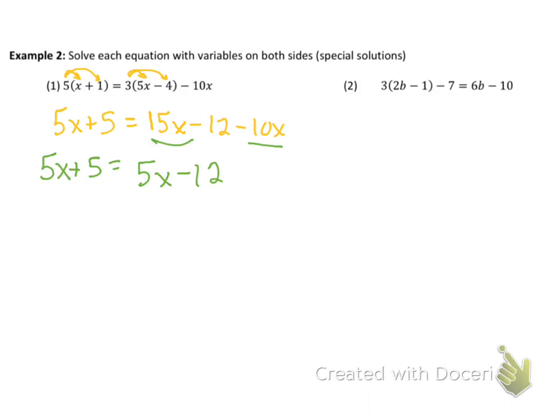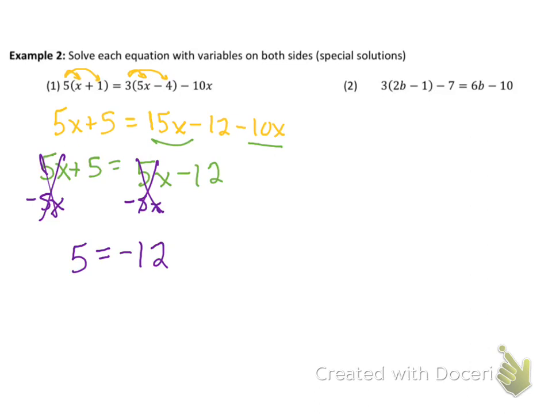So now what happens is I need to get the variables on one side. But notice, you're subtracting 5x from both sides, and your x's are going to totally go away, and it's going to leave you with something that says 5 equals negative 12. So because the x's went away, that means that x doesn't necessarily equal something.